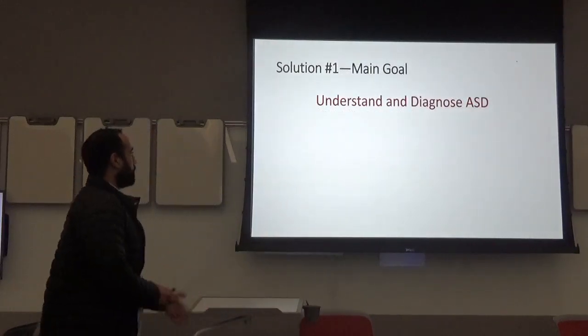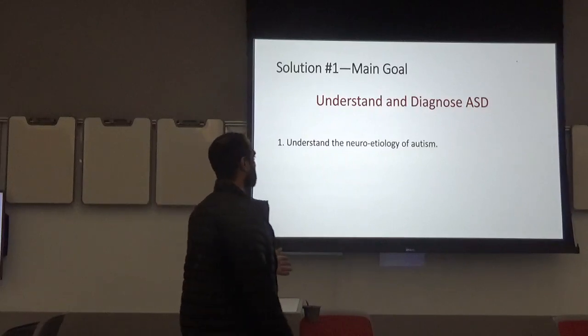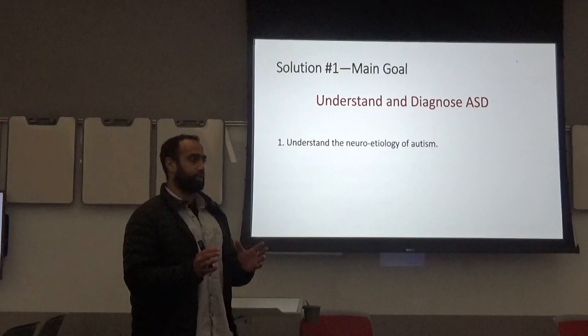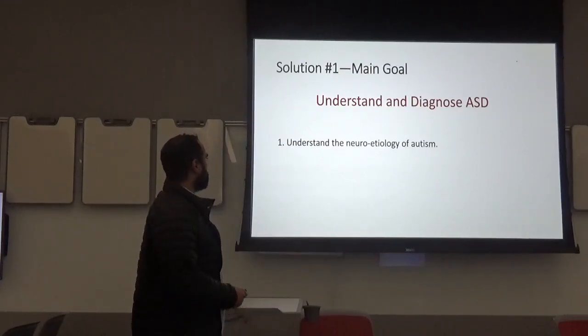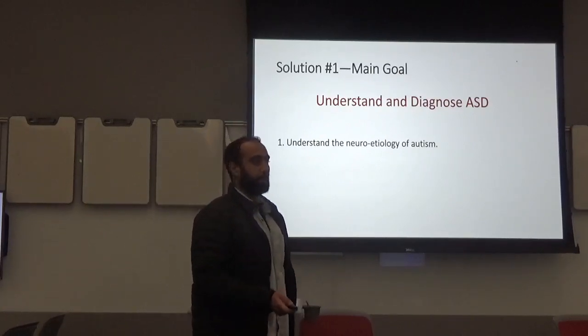So our main goal was to understand and diagnose autism. And the first goal was to understand the neuroetiology of autism. So our first idea was how to turn the subjectivity of the diagnosis process into an objective process. And by objective, we need something that we can measure, not just an interaction with the subject.